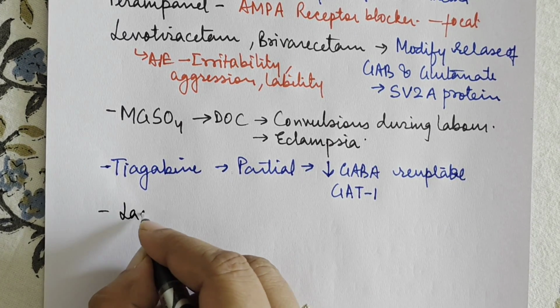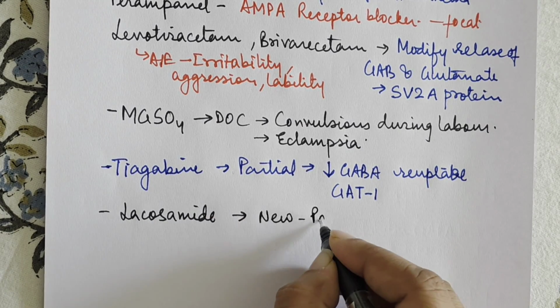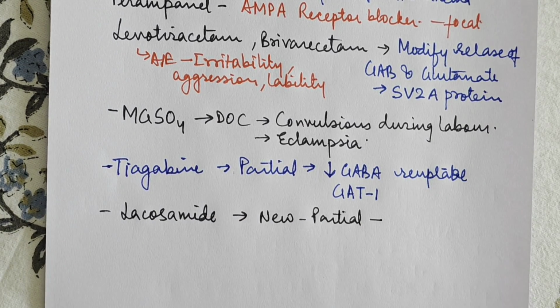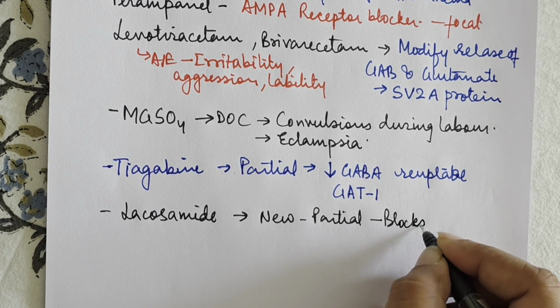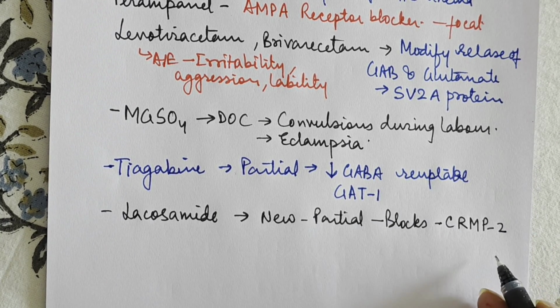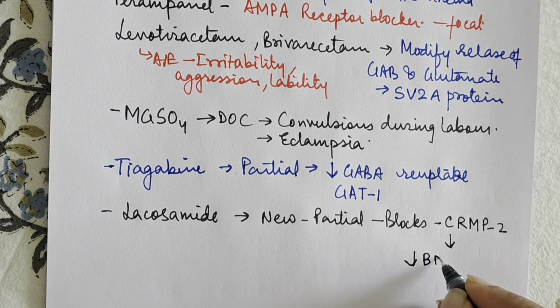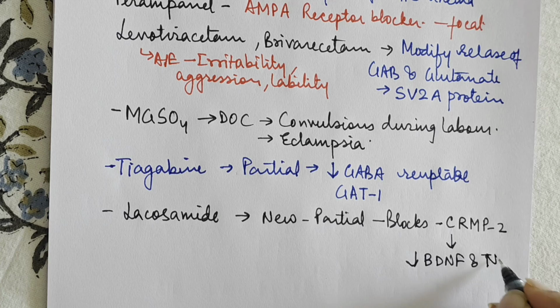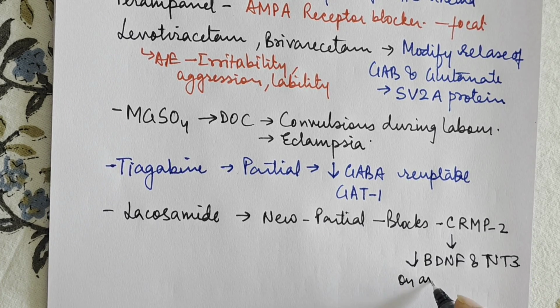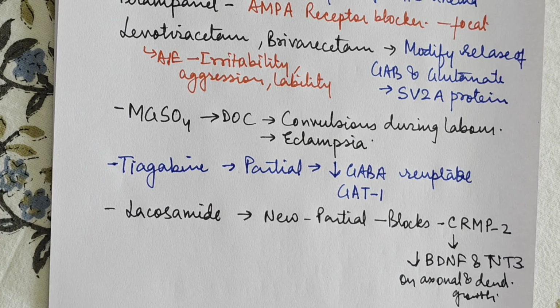Then we have lacosamide. It's a new drug for partial seizures, and this basically blocks the CRMP2, that is collapsin response mediator protein, and so blocking of this results in inhibition of the effect of neurotrophic factors like BDNF and NT3 on the axonal and dendritic growth. So this is the action of lacosamide.